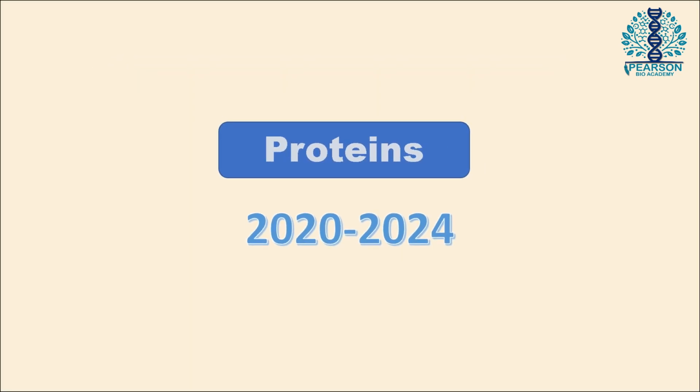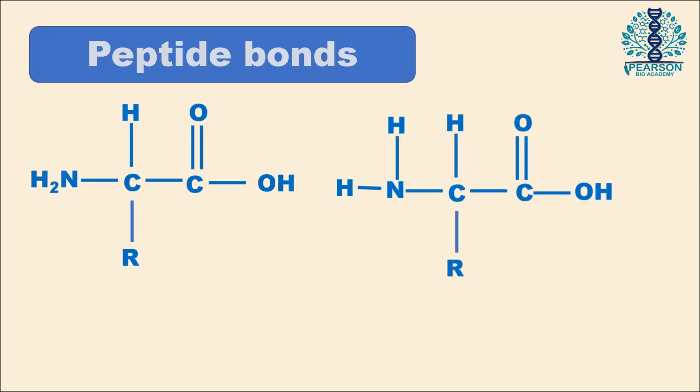Welcome to part 2 of the protein video series. If you haven't watched part 1 yet, I encourage you to check it out first. In that video, we explored amino acids and tackled questions related to them. We know that proteins are made up of many amino acids linked together by peptide bonds. Here I'm going to show you how a peptide bond is formed between two amino acids.